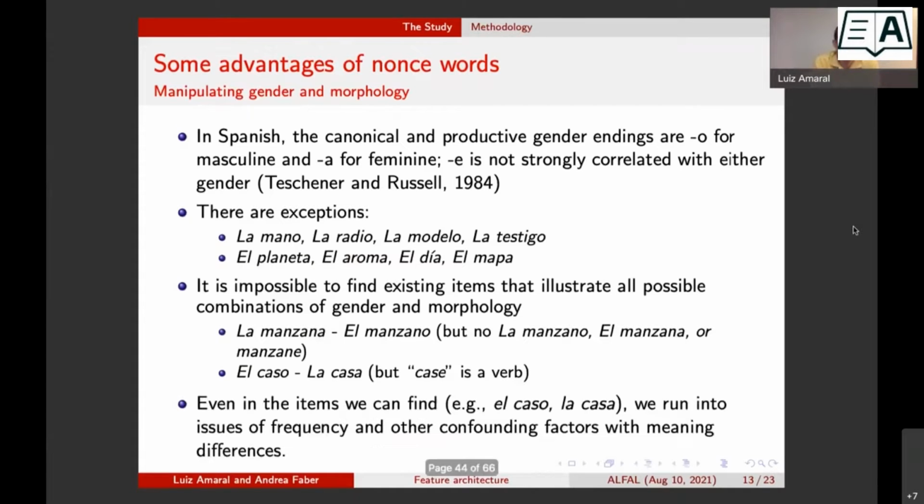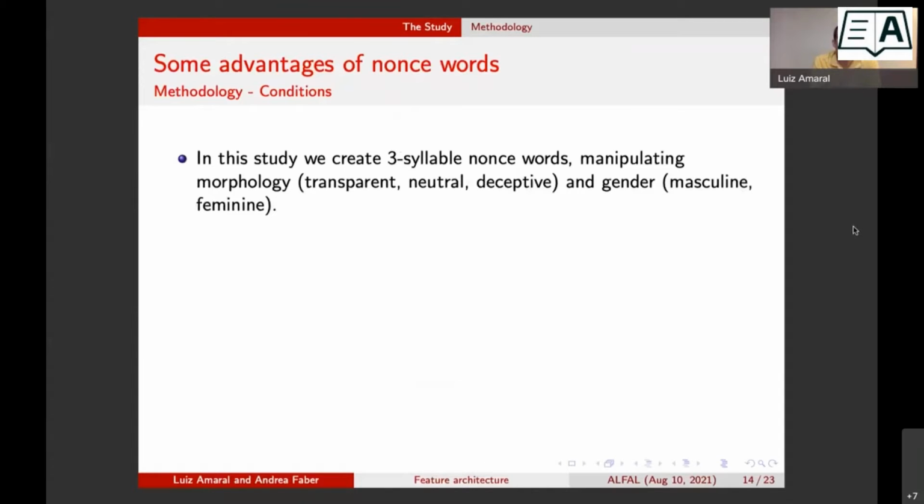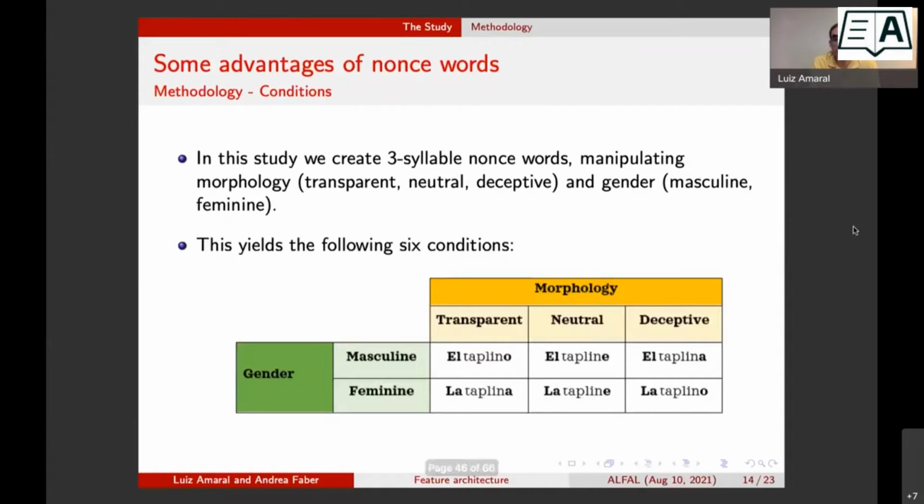So nonce words do allow us to do that, right? And even in cases like el caso y la casa, we run into issues of frequency and other confounding factors with meaning differences. So nonce words then allow us to do that. So in this study, what we did was we created 3-syllable nonce words, manipulating the morphology for transparent, neutral, and deceptive, and gender for masculine and feminine, creating a system that we used like that.